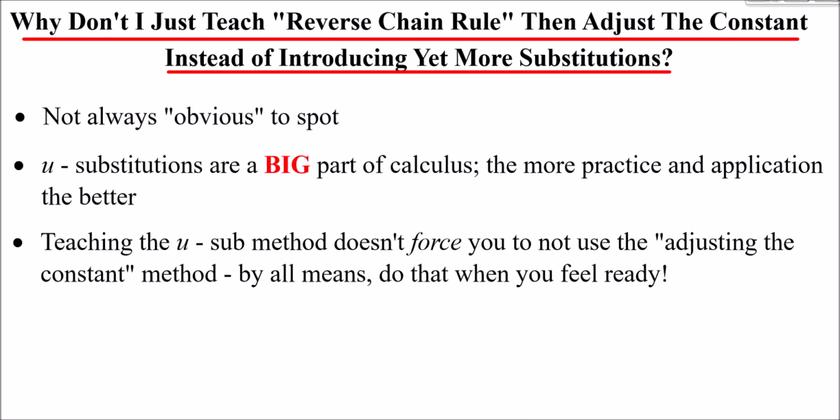The third one I wrote down: if I teach you this u-sub method, it doesn't necessarily force you to use it. You can still use the adjusting the constant method. By all means, do that when you feel ready. But I do think the u-substitution method is a fairly nice introduction to it and will allow you to see the patterns in your own way when you're ready to.